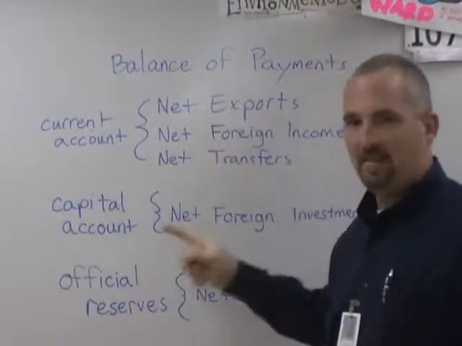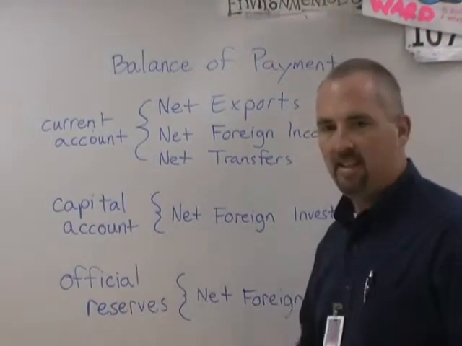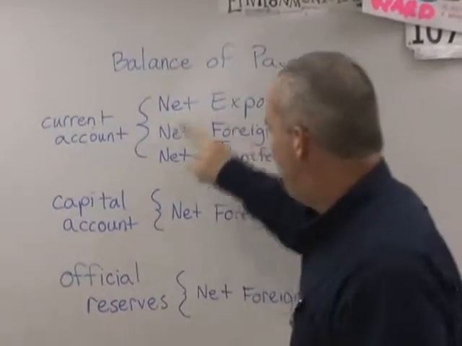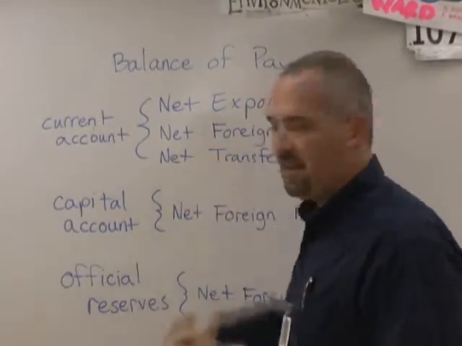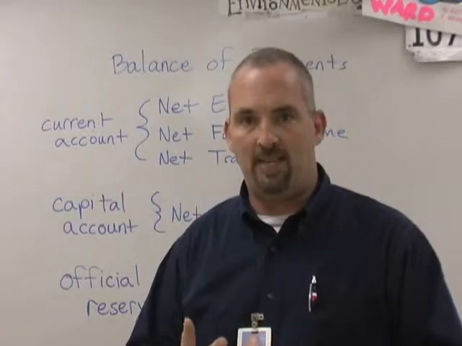The balance of payments is made up of three accounts: the current account, the capital account, and the official reserves account. The current account shows three different things. It shows net exports, net foreign income, and net transfers. Net exports is exports minus imports.